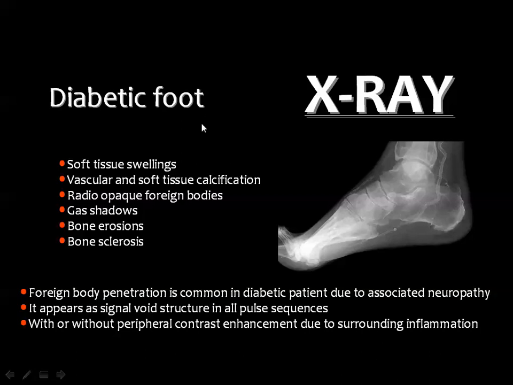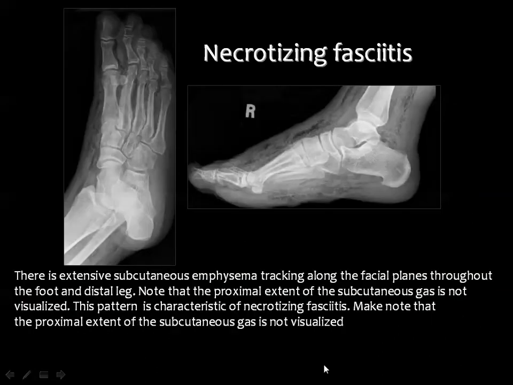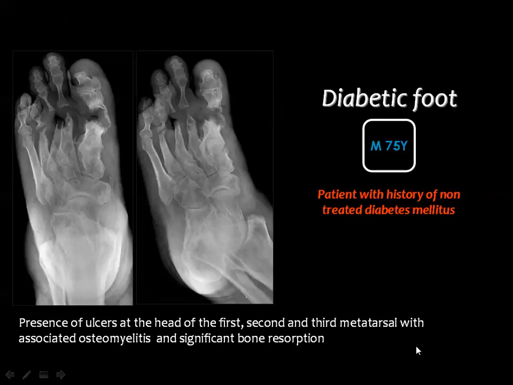Also, the plain X-ray may show gas shadows due to gas-forming organisms or necrotizing fasciitis, and can show bone erosions and bone sclerosis. And this is an example of diabetic foot with necrotizing fasciitis, and you can appreciate the extensive gas in the soft tissues. Also, by plain film, you can see destructive changes in the bone secondary to osteomyelitis, bone resorption, fragmentation, and bone sclerosis.